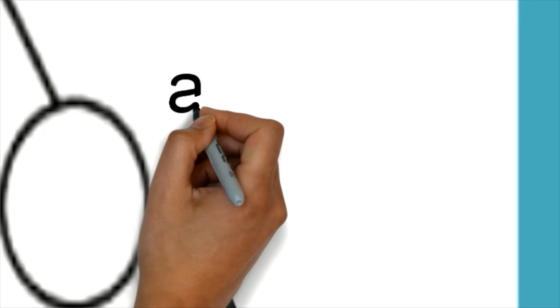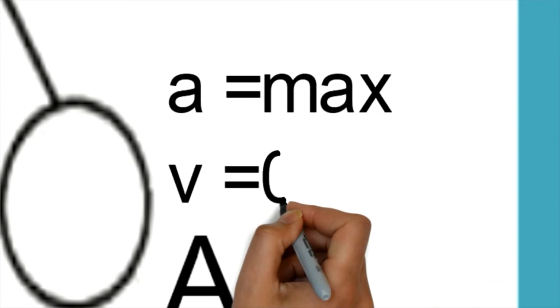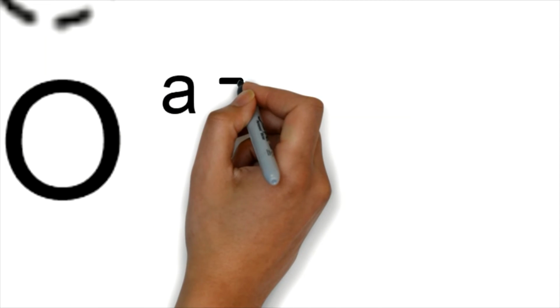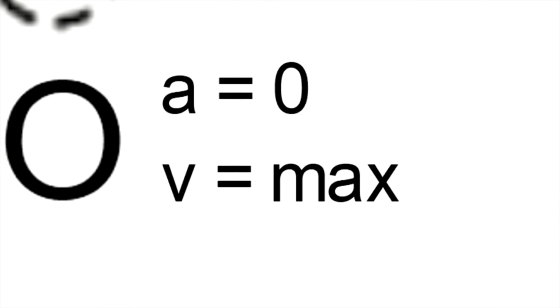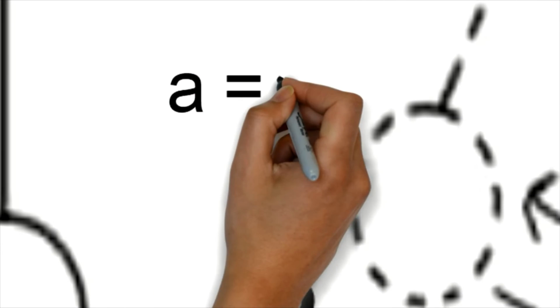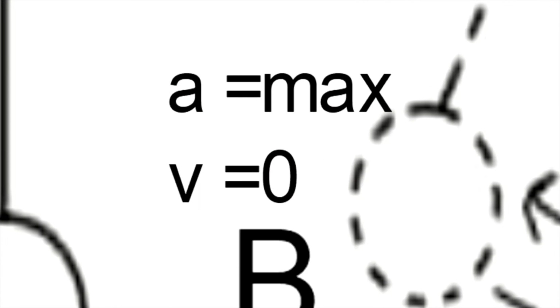At A, acceleration is maximum and velocity is 0. While at O, the acceleration is 0 and velocity is maximum. At B, acceleration is maximum and velocity is 0.